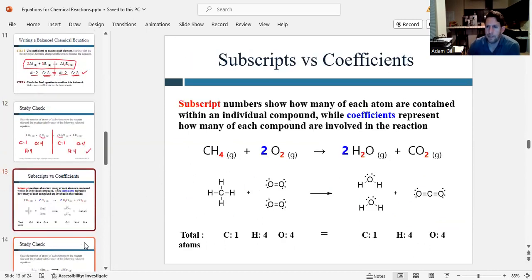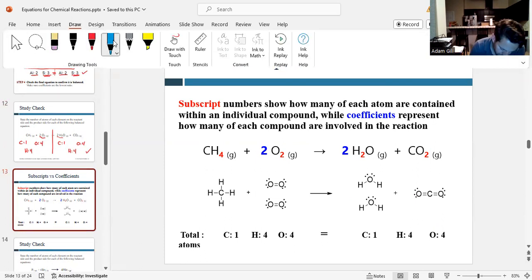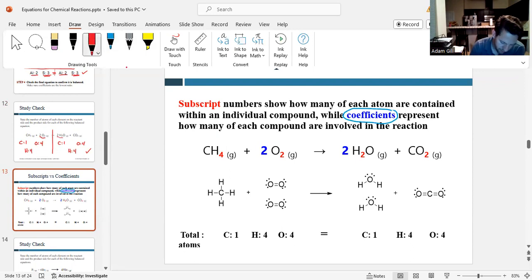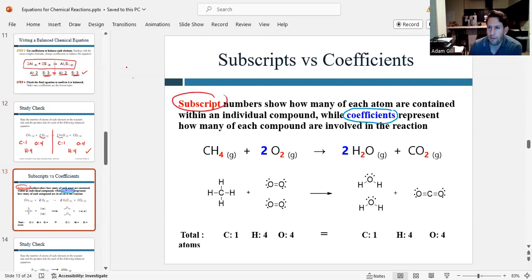Now, a lot of students get confused, and so I made this slide to try and clarify for you. A coefficient, shown in blue, is the big number out front. That tells you how many of an entire compound you have. So when you see 2 H2Os, that means I have 2 separate molecules of H2O. The red subscript number tells you how many of that atom there is within the molecule.